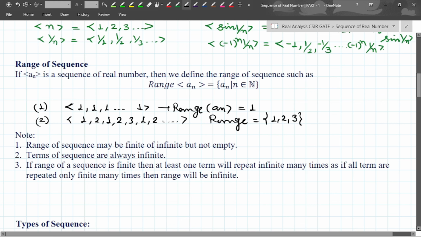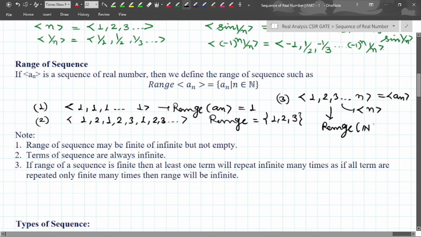Similarly, if I take one example like this, 1, 2, 3 up to n, what is this? This is the sequence an, and it is denoted like this. We can define it like this. Now what is the range in this case? In this case, the range is nothing but the natural numbers. So the whole set of natural numbers is going to be the range of this particular sequence. This is all about the examples of range.